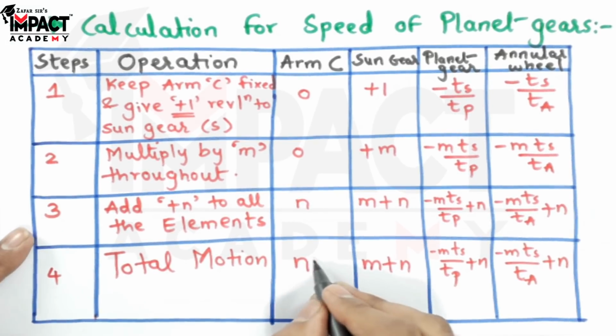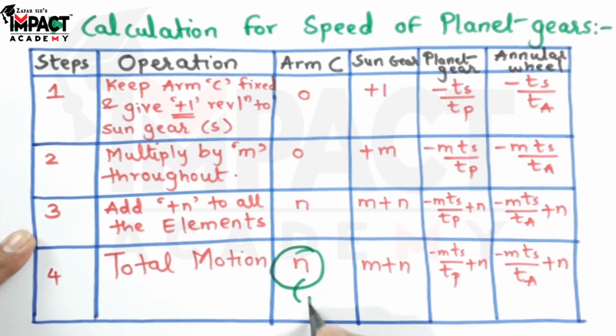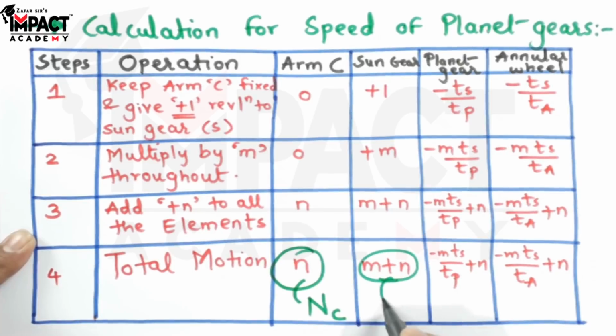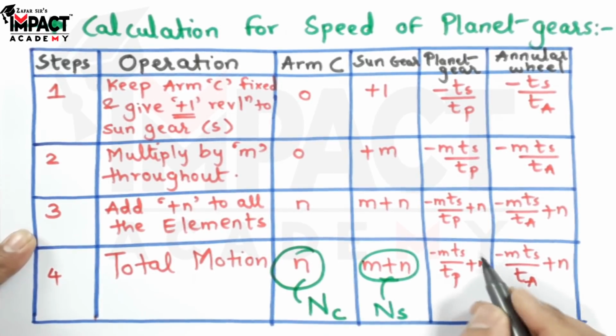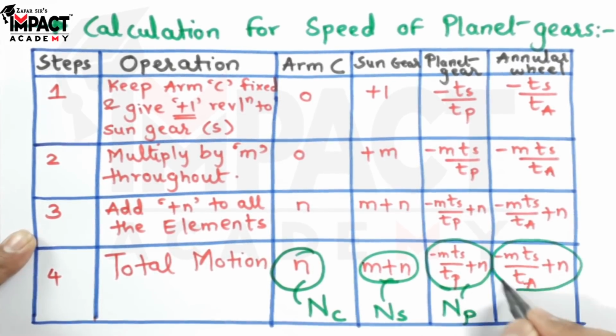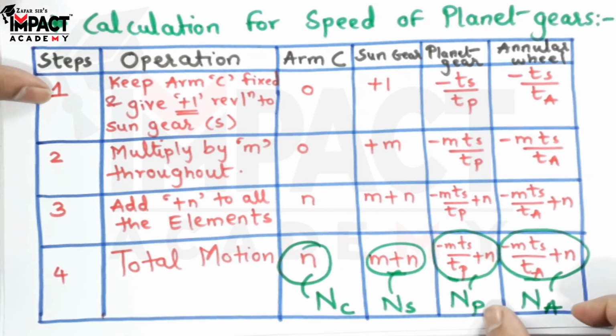So this small n indicates the speed of the arm, denoted by n suffix c. For sun gear, m plus n, n suffix s. For planet wheel or the planet gear, n suffix p. And for the annular gear, n suffix a. Now these are the speeds which I am going to use while calculating.